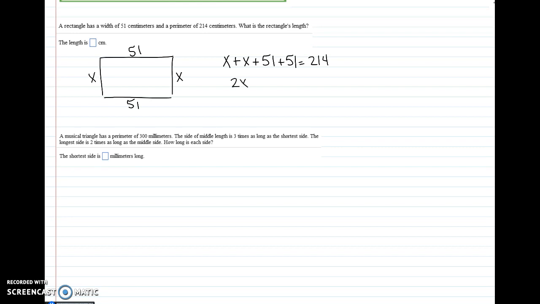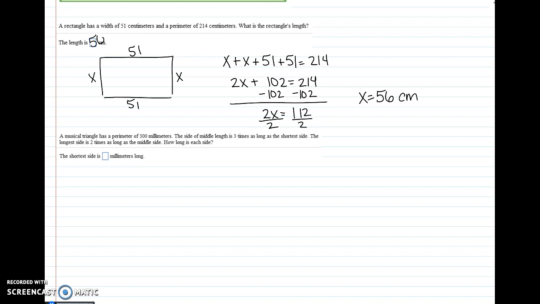So x plus x is 2x. 51 plus 51 gives us 102. We subtract 102 from both sides, and we get 112. Divide both sides by 2, and we get x equals 56 centimeters. Okay, so the width is 51, the length is 56 centimeters, and it's always a good idea to say to myself, 51 plus 51 plus 56 plus 56, does that give me 214? And yes, it does. Okay, the next one, a musical triangle.